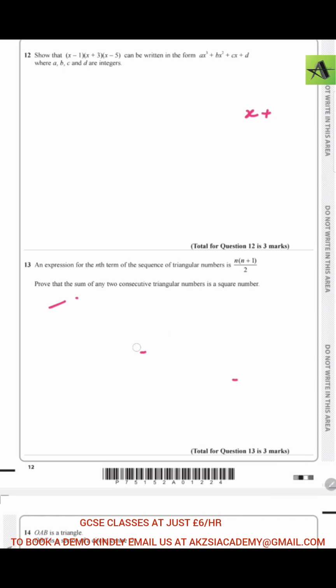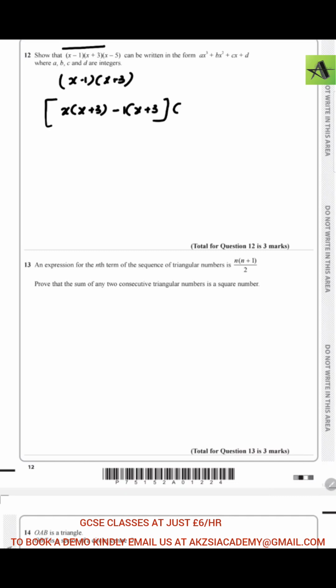So here I have to multiply 2 brackets together. So let's say these two. So x minus 1 times x plus 3. So multiply every term of the first bracket with the second bracket. So I have to multiply x with x plus 3 and minus 1 with x plus 3. And still there is x minus 5 all the way running through.